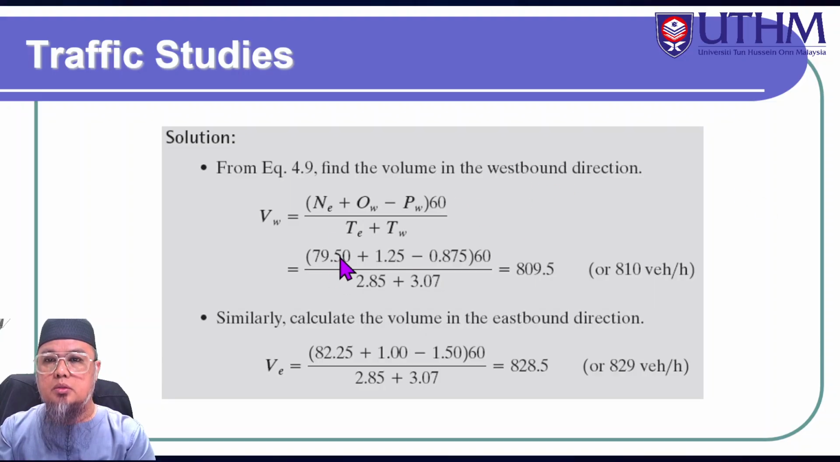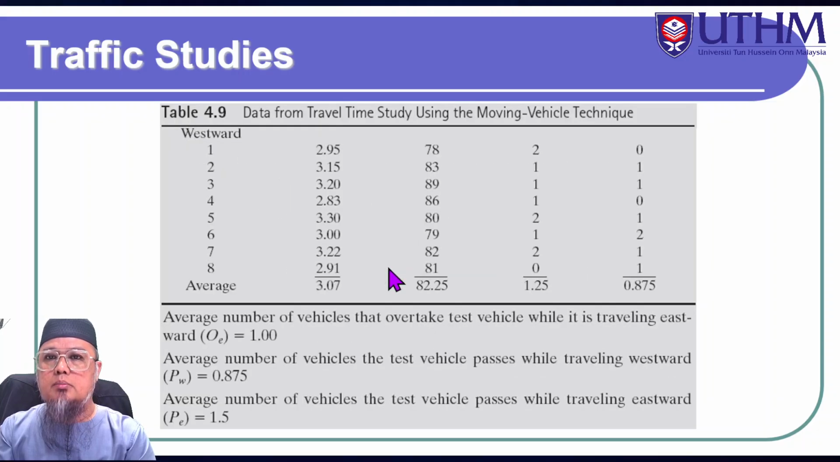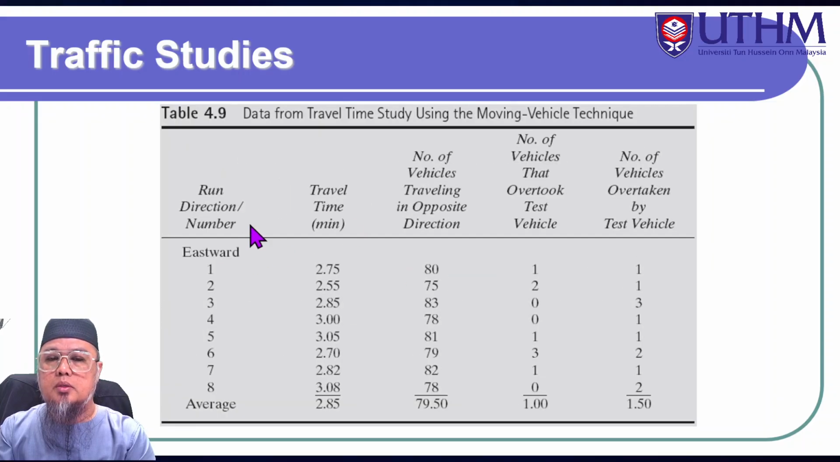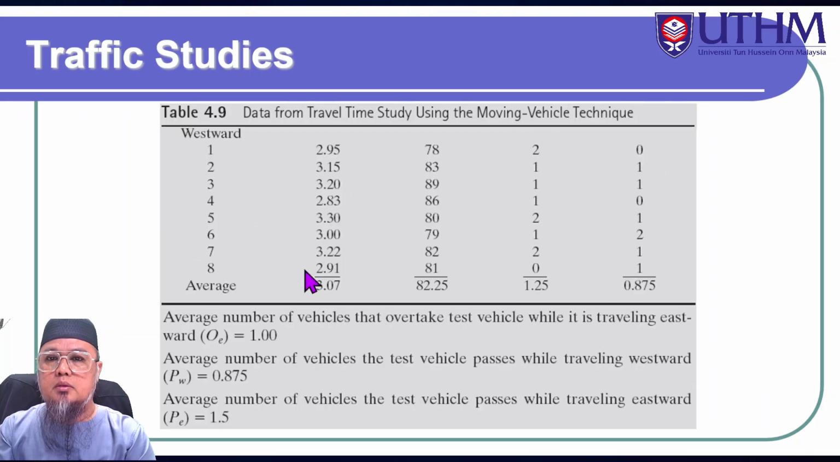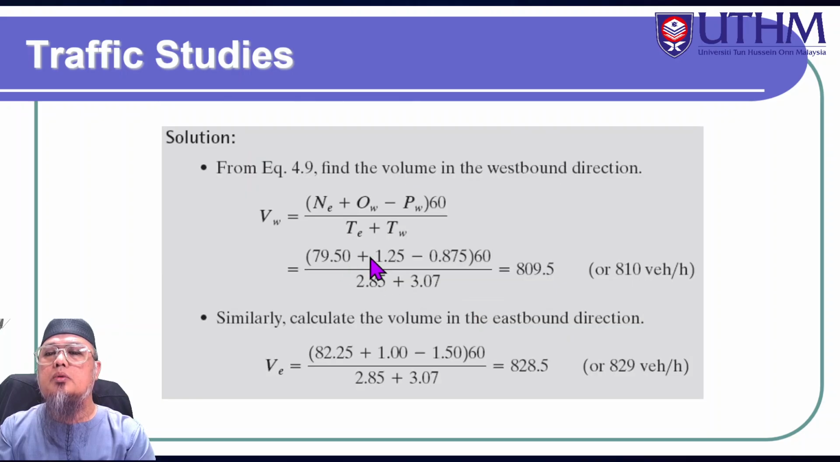Okay, we insert all these values that we already calculated from Table 4.9. We insert all these values into this formula, and then we obtain the volume for westbound, almost 810 vehicles per hour. And next, the eastbound direction.